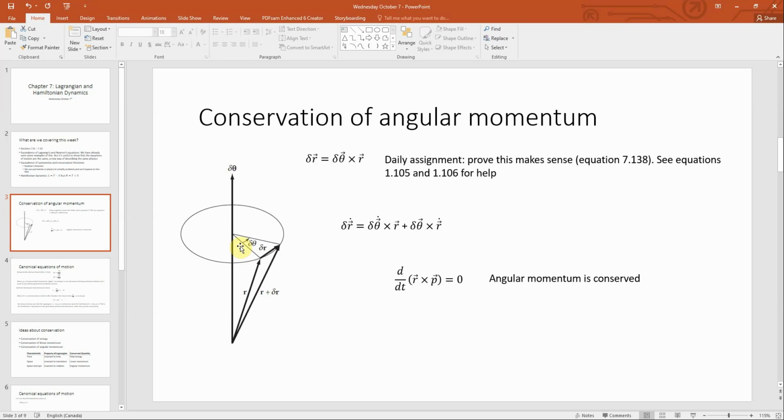So I need you to sit and think about this just to convince yourself that this is going to be true. But we end up using this to show that in an isotropic system angular momentum is conserved, and we'll be going through the derivation in class.